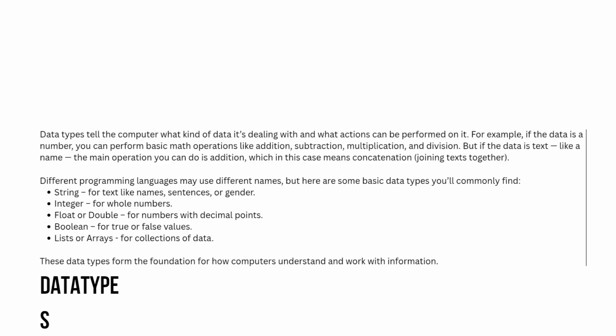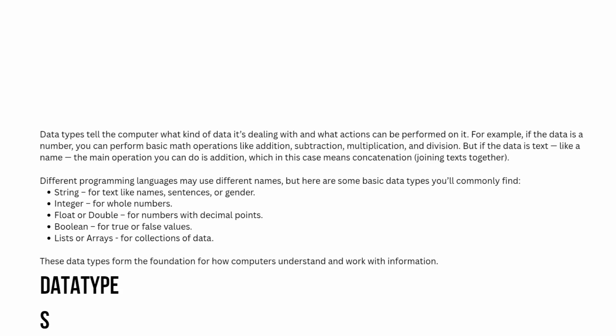Data types tell the computer what kind of data it's dealing with, and what actions can be performed on it. For example, if the data is a number, you can perform basic math operations like addition, subtraction, multiplication, and division. But if the data is text, like a name, the main operation you can do is addition, which in this case means concatenation, joining texts together.